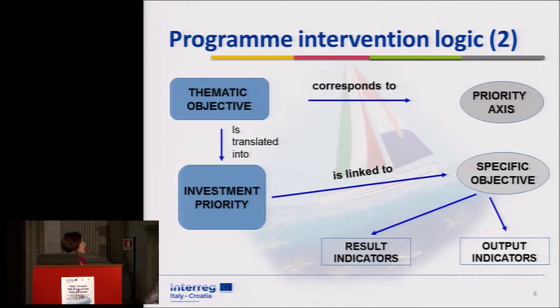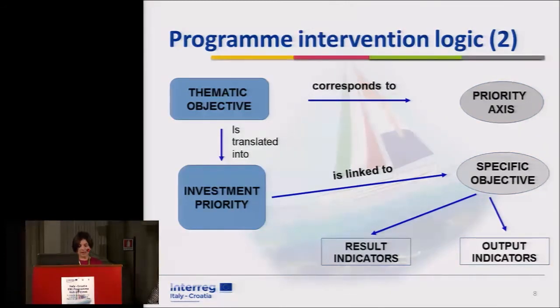We start from the thematic objectives, on the top right. These are given by the regulations, and they have to be selected according to the needs of our territories. This is a selection which is made by the programs according to the needs they have to meet at territorial level. The thematic objectives are translated into investment priorities, and these investment priorities correspond to specific objectives. The thematic objective at the same time corresponds to a priority axis, and for each priority axis you can have more than one specific objective. Specific objectives really reflect the change that we want to see in our territories.